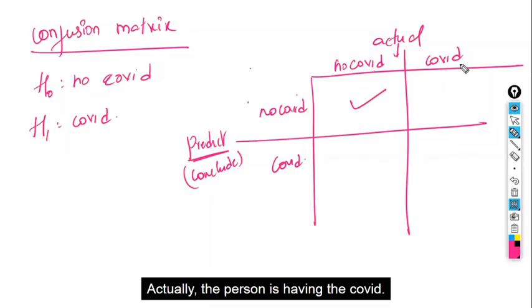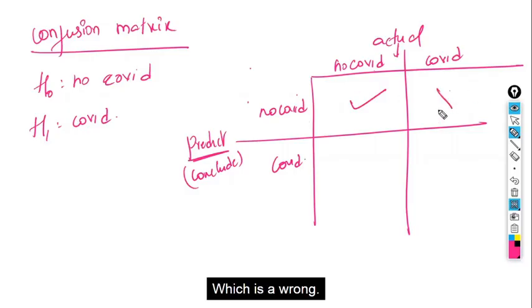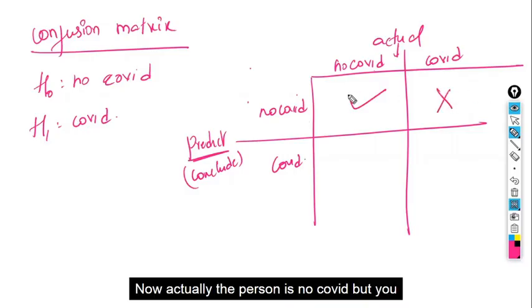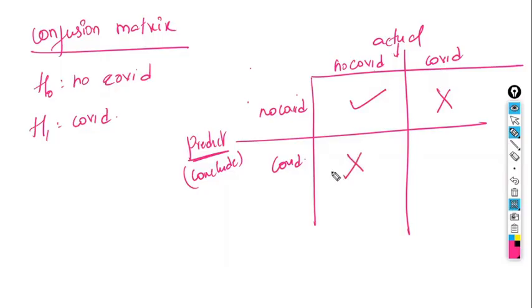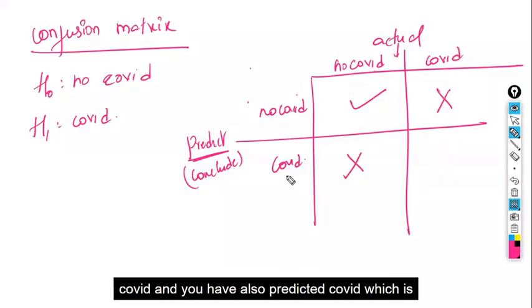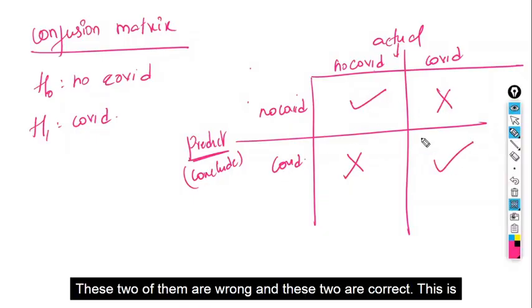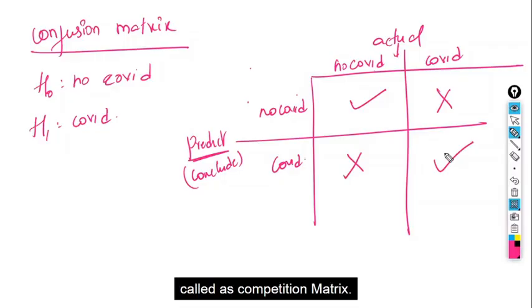Actually the person has COVID, but you have concluded the person has no COVID, which means we have done something wrong. Now, actually the person has no COVID, but you have predicted the person has COVID. This is also wrong. Actually the person has COVID and you have also predicted COVID, which is correct. These two are wrong and these two are correct. This is called the confusion matrix.